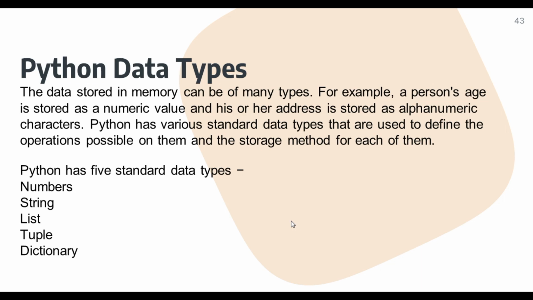For example, you can consider a person's age is stored as a number value. His or her address is stored as alphanumeric characters, which is known as a string. So Python has various standard data types, which are used to perform a number of operations, as I told you, for calculation of the age. Here you can see there are 5 standard data types: number, string, list, tuple and dictionary. Student, we are going to briefly cover the data types of Python. I will discuss these particular data types in depth in further videos.